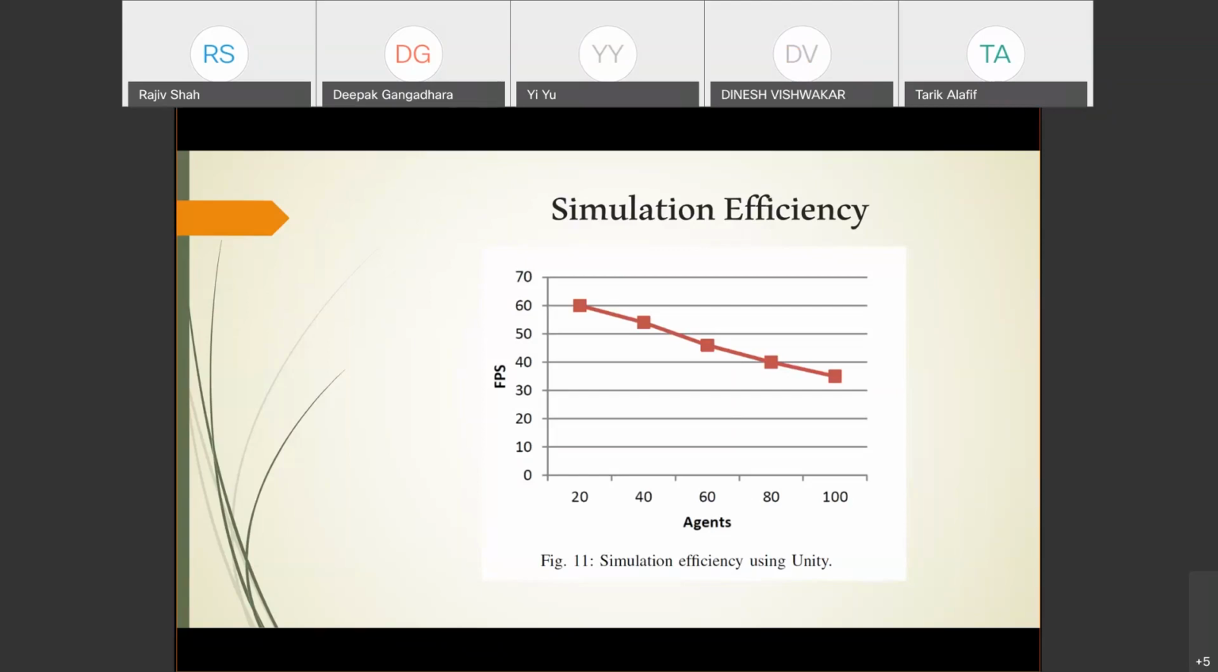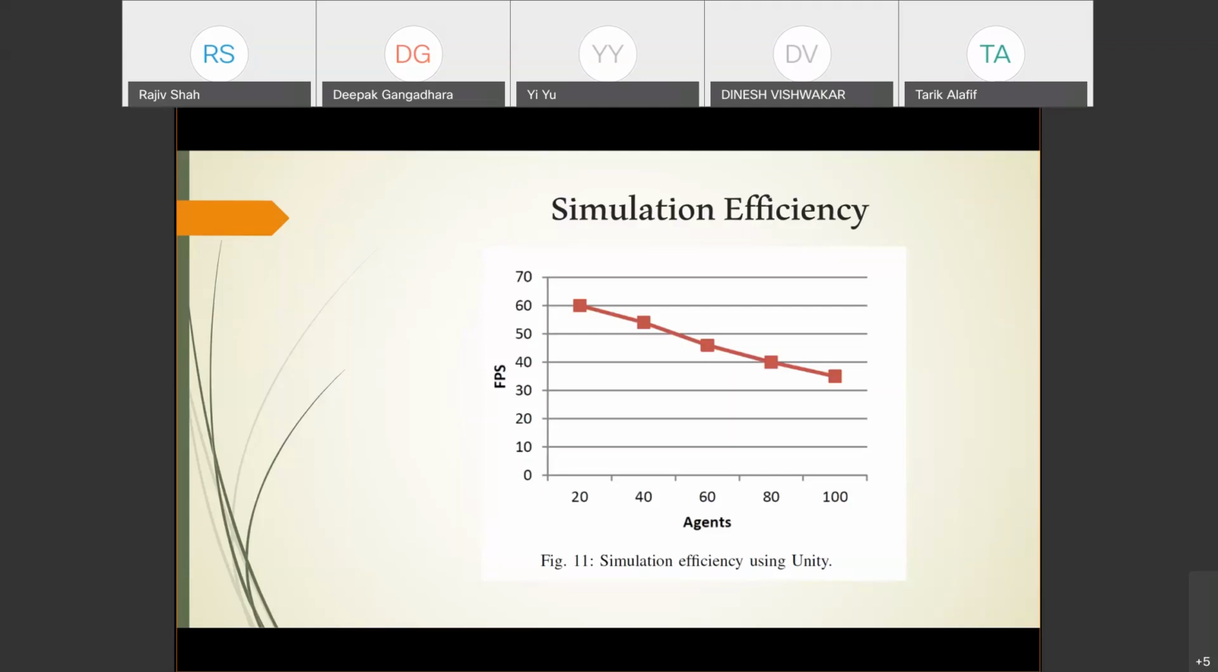You said in figure 11, in the graph which you are showing, you have written simulation efficiency. How can we understand this as simulation efficiency? Because on one side you are writing frames per second, on another side you are writing agents, but on the top you are writing simulation efficiency. So how can we understand the simulation efficiency?